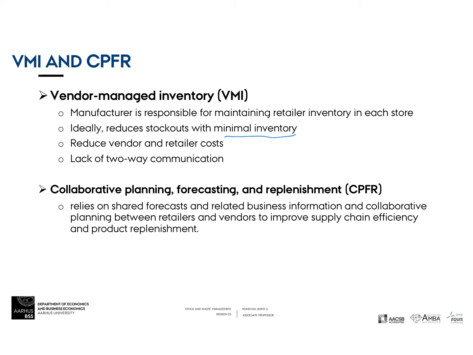There is a lack of two-way communication. Unfortunately, the vendor directly uses the POS data information to manage the inventory. So here there are no two-way communications. And collaborative planning, forecasting, and replenishment relies on shared forecasts and related business information, and collaborative planning between retailers and vendors to improve supply chain efficiency and product replenishment. So this also depends on the support of information systems.